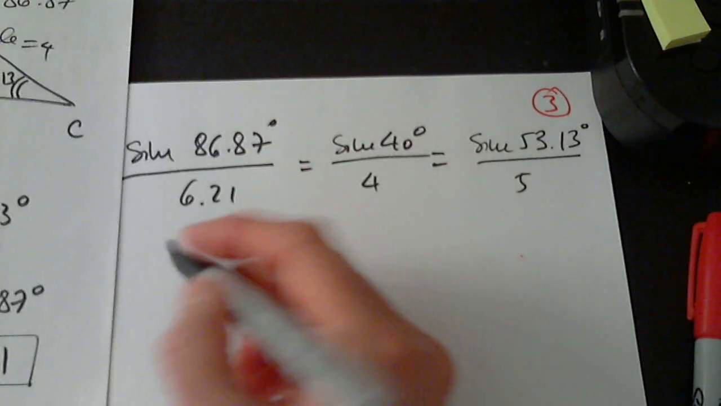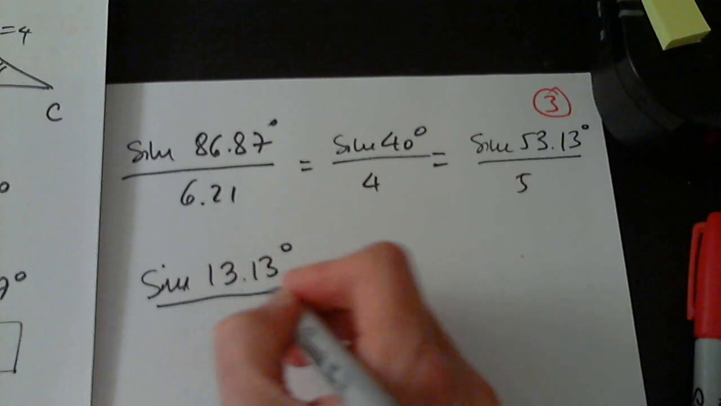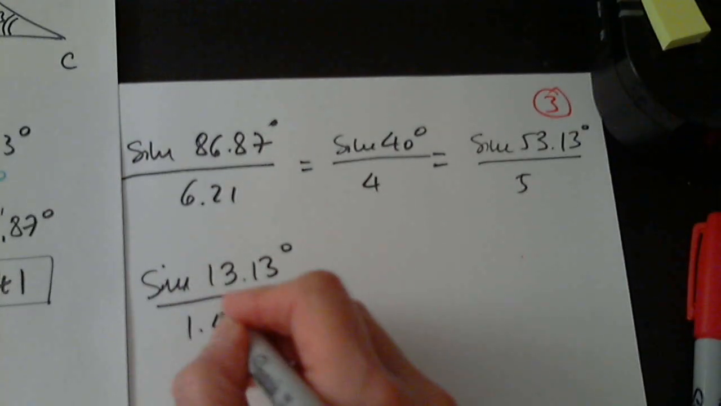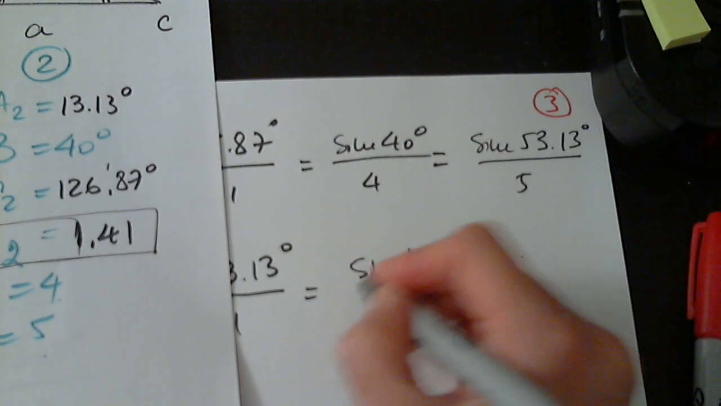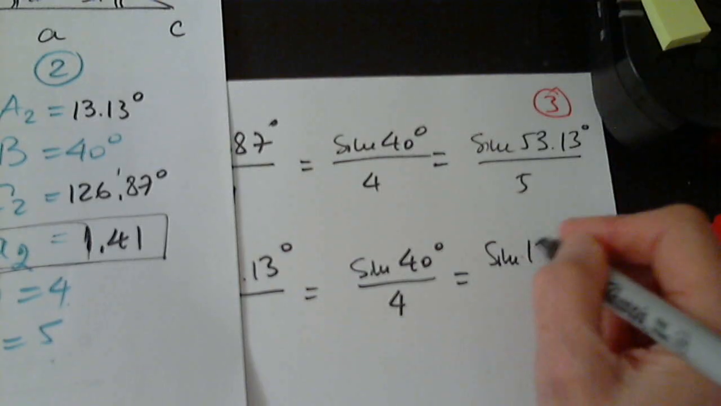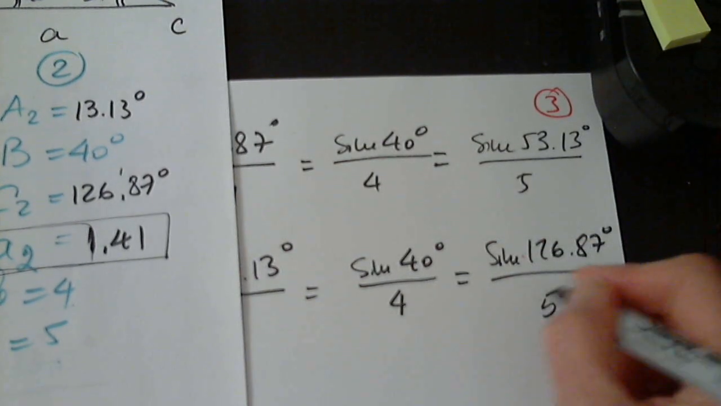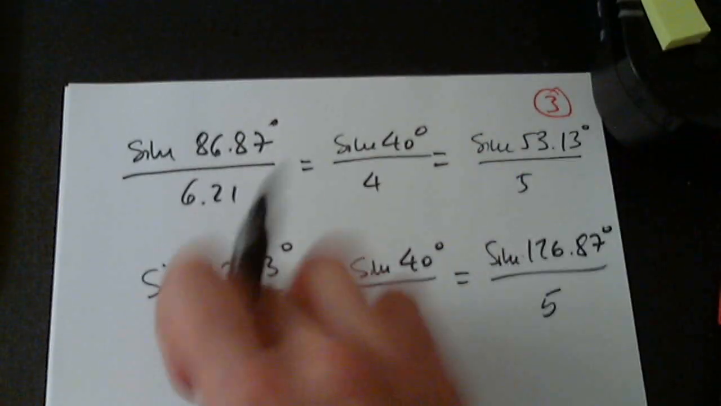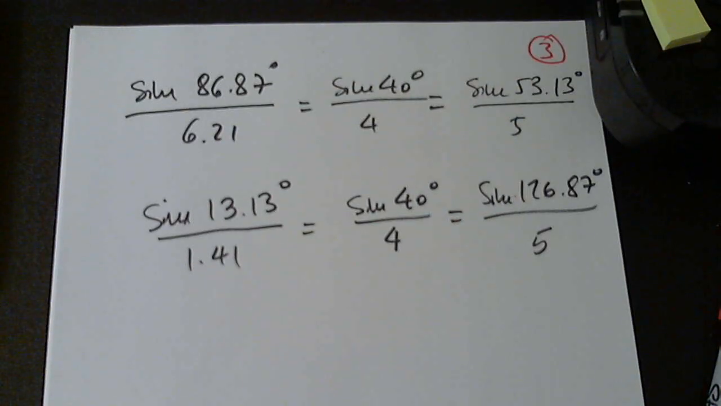The other one, sine 13.13 over 1.41 must equal sine 40 over 4 and must equal sine 126.87 divided by 5. If these have huge differences, something is wrong. If they have tiny differences because of rounding error, we are in business.